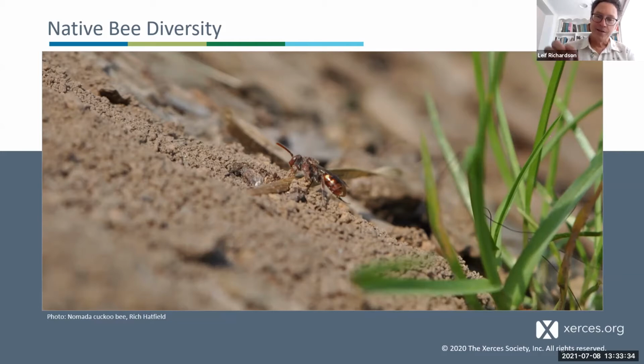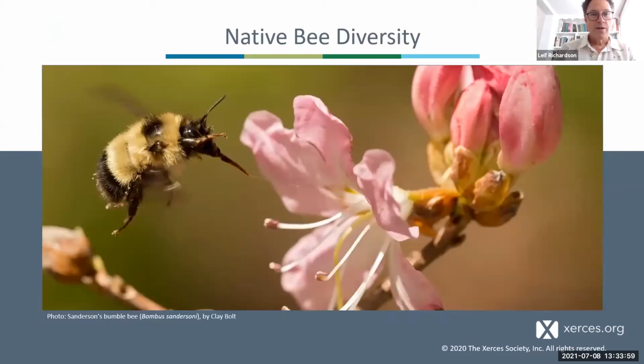It sneaks in and lays an egg near the pollen that the mother has provisioned her own egg with, sometimes in the wall of the cell where the egg and the pollen are. And then the offspring of this bee emerges and consumes the pollen and perhaps also the offspring of the host. So there are a number of parasitic species, socially parasitic or kleptoparasitic species in the bees. And finally, here's a bumblebee. This is Sanderson's bumblebee.